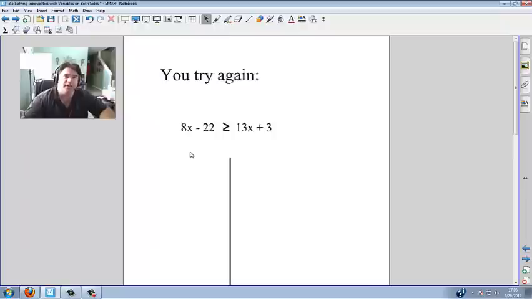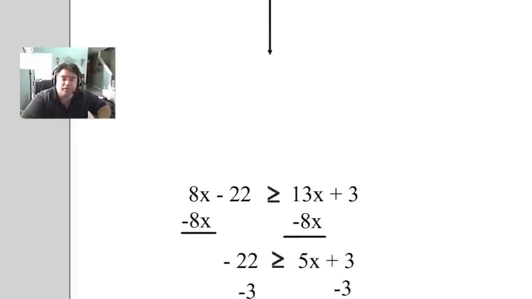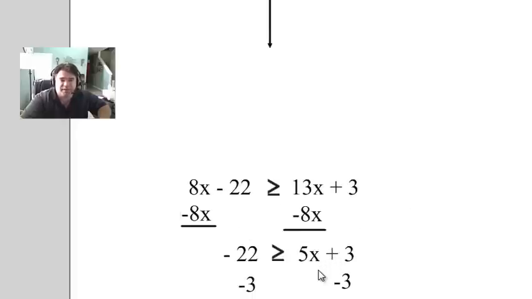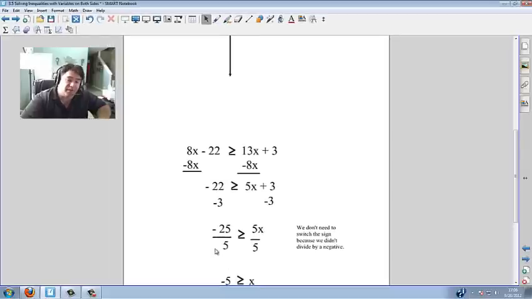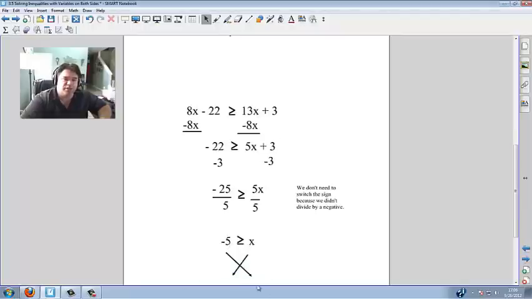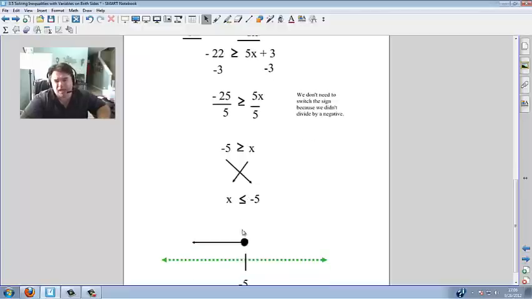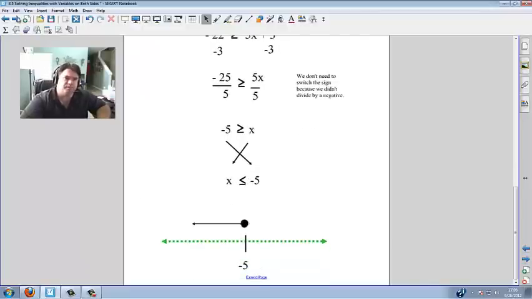You try again. Go ahead, pause this video, and try the problem. 8x minus 22 is greater or equal to 13x plus 3. Go ahead. Hopefully you tried. Let's see what you got. First thing I do is I minus 8x again. So I got 5x minus 3. Remember, negative 22 minus 3 makes negative 25. Divide by 5 to both sides. Negative 5 is greater than x. Switch, switch. x is less or equal to negative 5. Yeah, it's going to be greater than or equal to, becomes less or equal to. And because it's equal to, dark circle, less than, just as well.